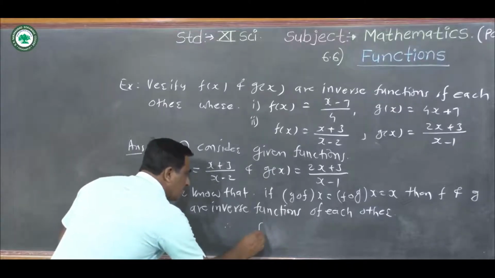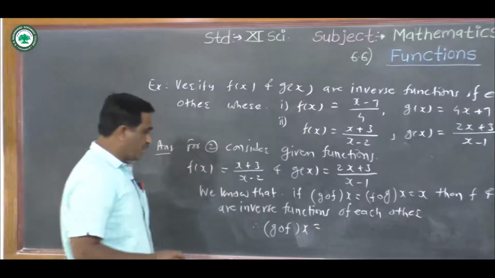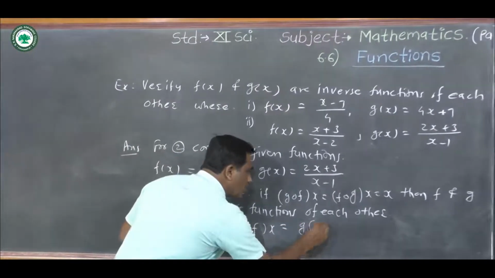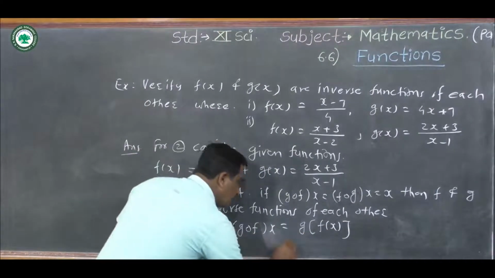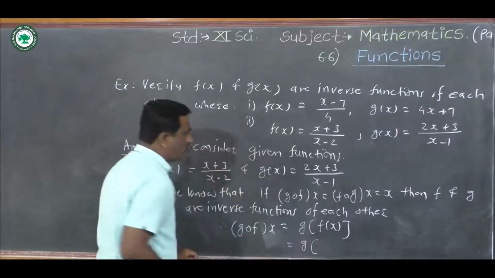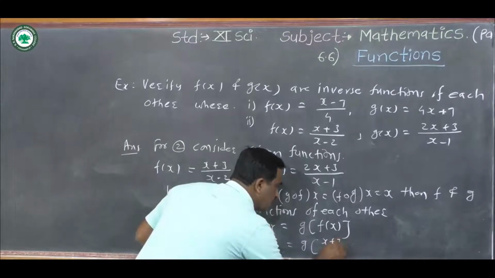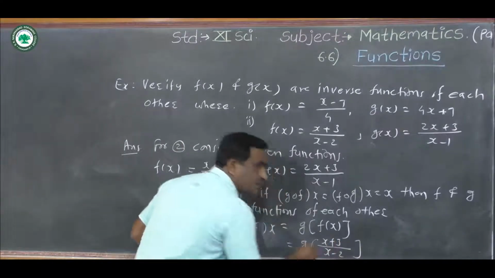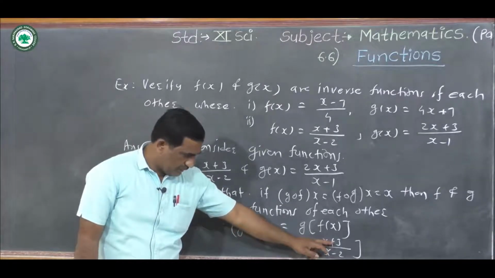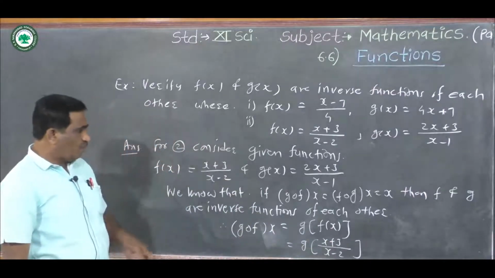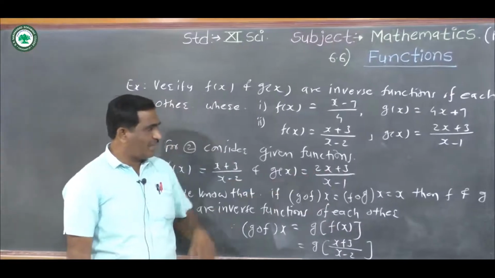Therefore f composite with g on x, by definition of composition we can write here g of f of x. That is we put here value of f of x. f of x is equal to (x plus 3) upon (x minus 2). Now we get here function g of x, but value of x is (x plus 3) upon (x minus 2). Put this value of x in equation, g of x equal to (2x plus 3) upon (x minus 1).